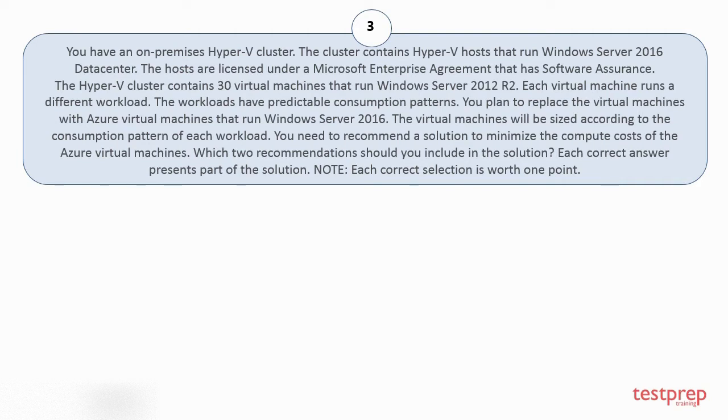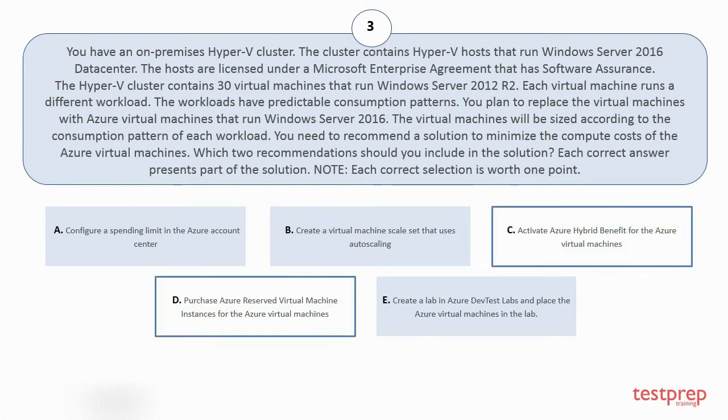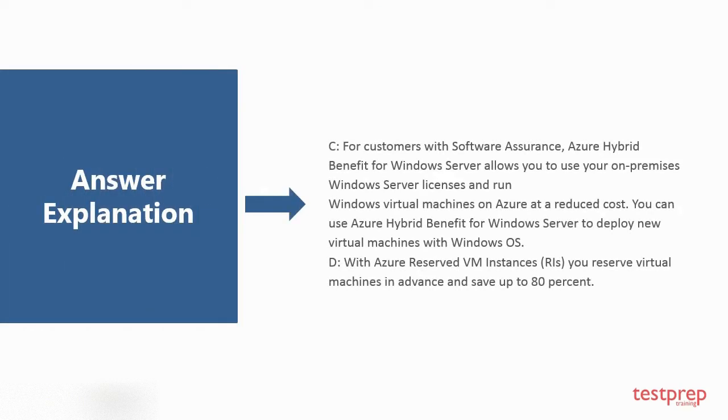Which two recommendations should you include in the solution? Each correct answer presents part of the solution. Note, each correct selection is worth 1 point. Your options are A. Configure a spending limit in the Azure Account Center. B. Create a virtual machine scale set that uses auto-scaling. C. Activate Azure Hybrid Benefit for the Azure Virtual Machines. D. Purchase Azure Reserved Virtual Machine Instances for the Azure Virtual Machines. E. Create a lab in Azure Dev Test Labs and place the Azure Virtual Machines in the lab. The correct answers are option C and D. You can refer the following for the explanation of the answer.